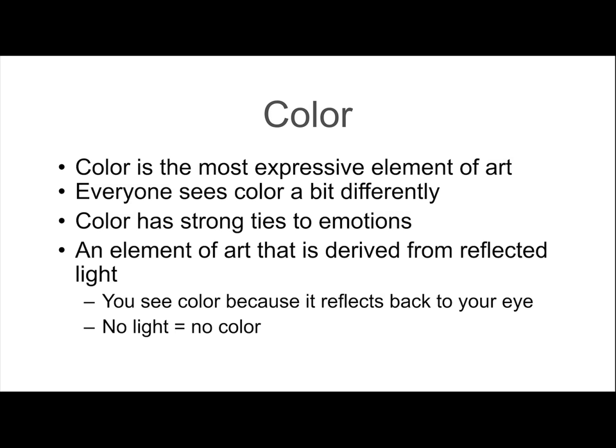Color is an element of art that is from light. It comes from reflected light, and we learned about that in the other video, that color is a wave, and that wavelength is actually attached to what color is perceived. So we actually see color because light is absorbed and reflected, and it's that reflected light that comes back to our eye that gives us the color. So if it's dark, we don't see color.